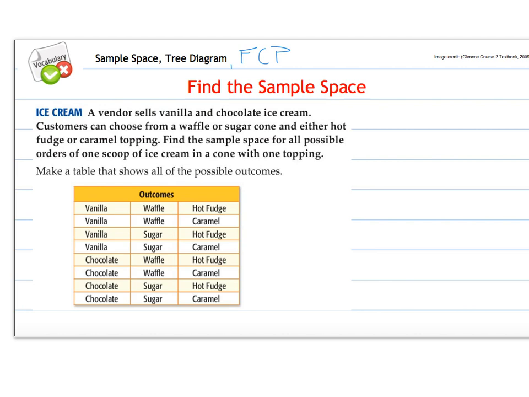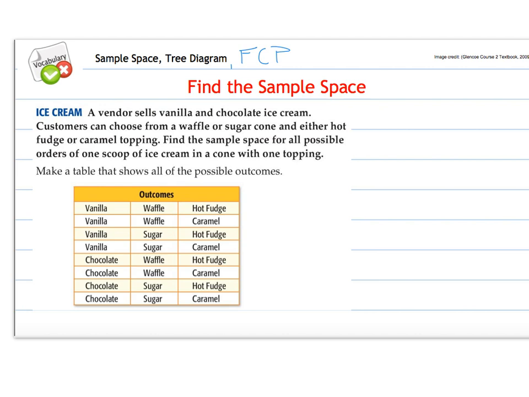So if you're looking at ice cream, a vendor sells vanilla and chocolate ice cream. Customers can choose from a waffle or sugar cone, and they can either get hot fudge or caramel. So the sample space is going to be all of the possible different order combinations that could come up from one scoop of ice cream, a cone, and one topping.